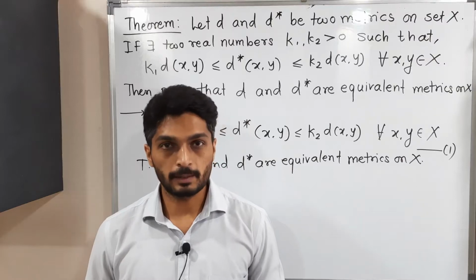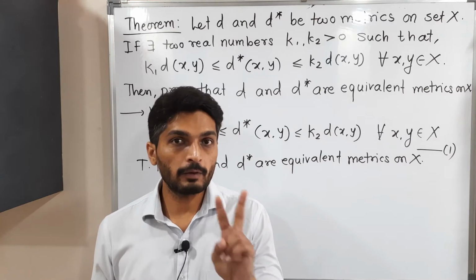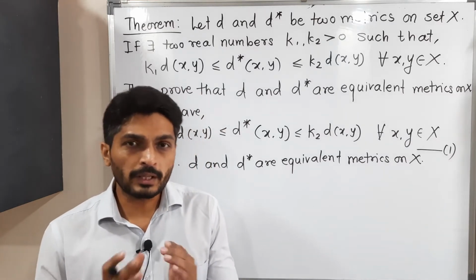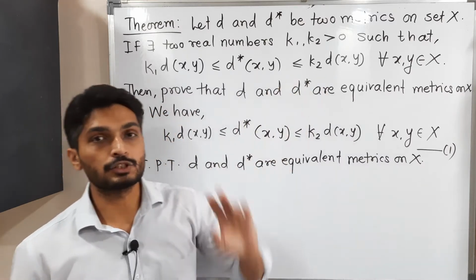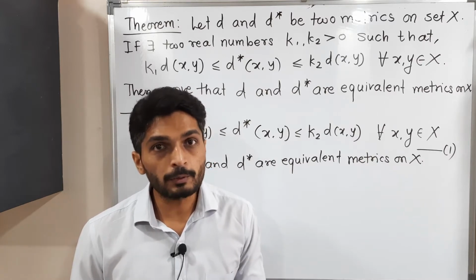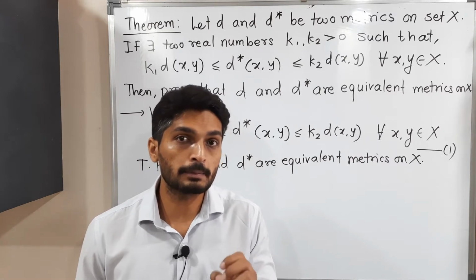Let's discuss this theorem. In this theorem we have one set X and two metrics D and D star which are defined on set X. The very important thing is that D and D star satisfy this inequality. What we have to prove is that the two metrics D and D star are equivalent.